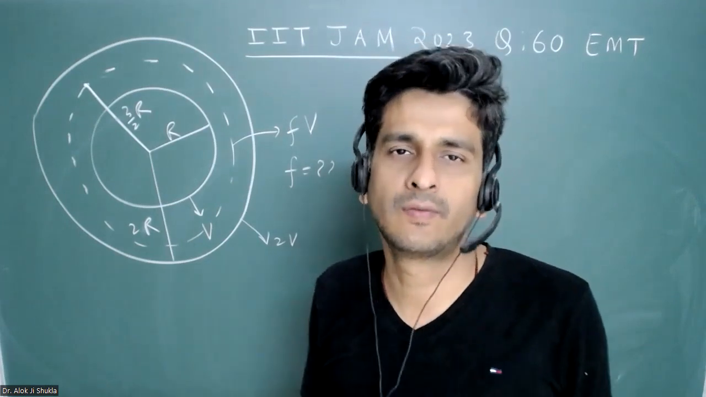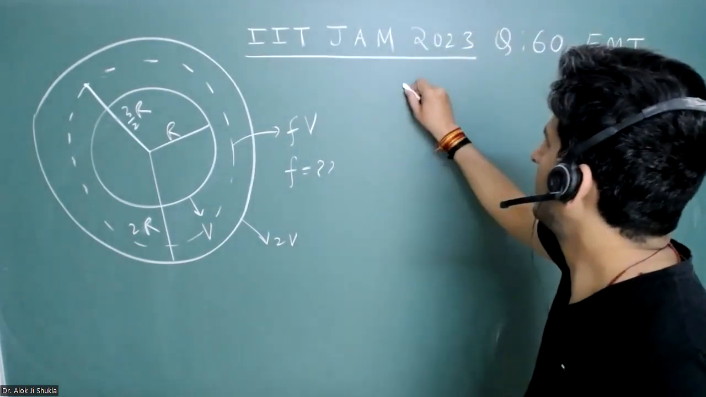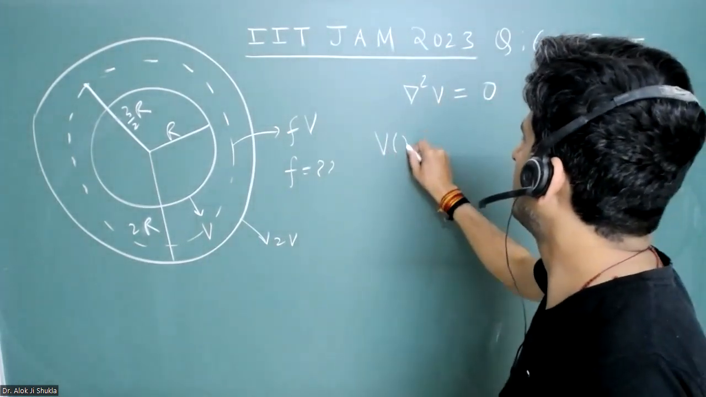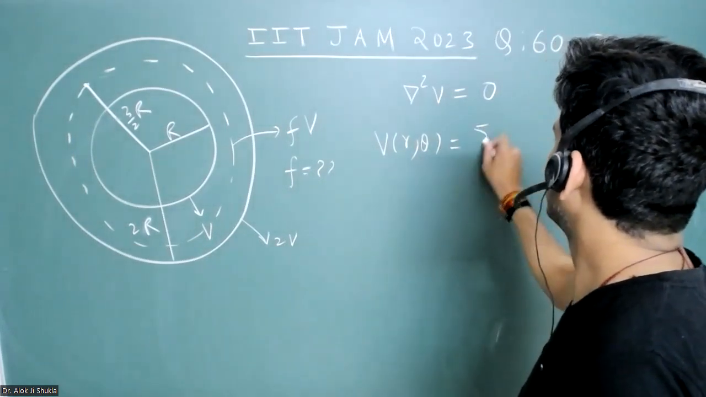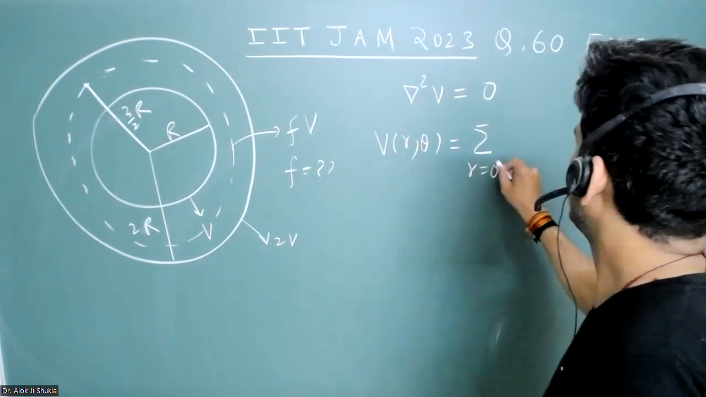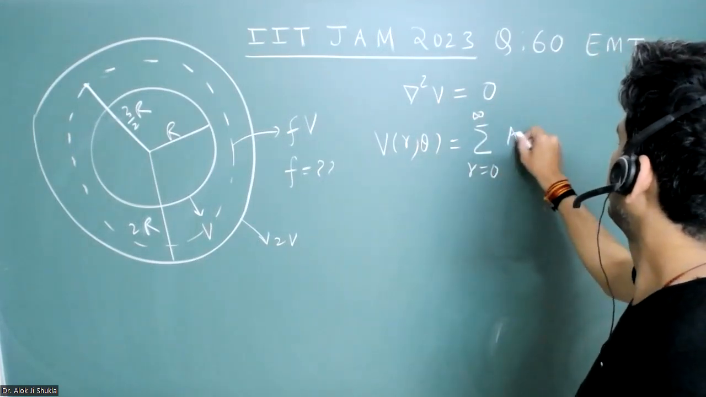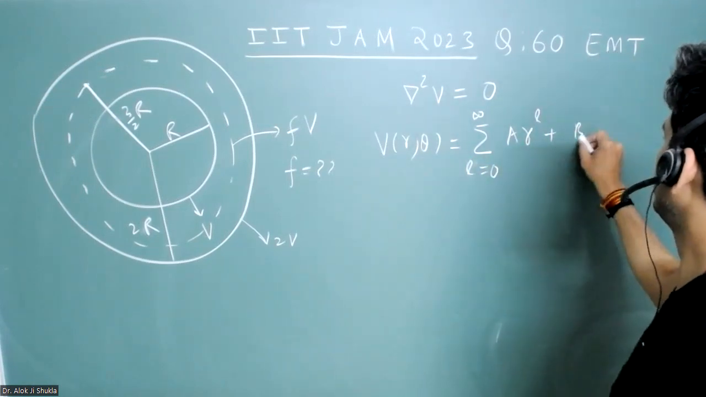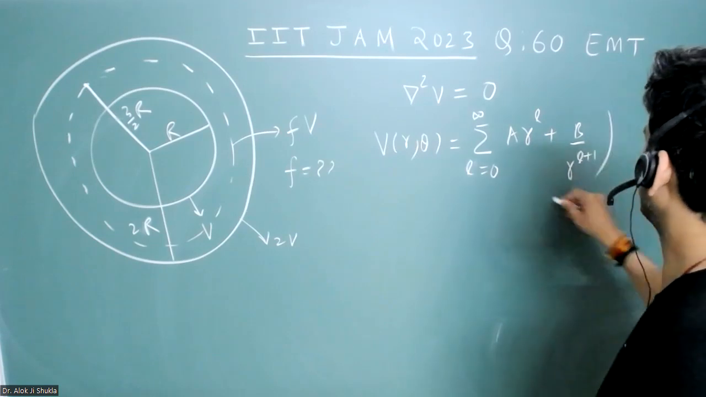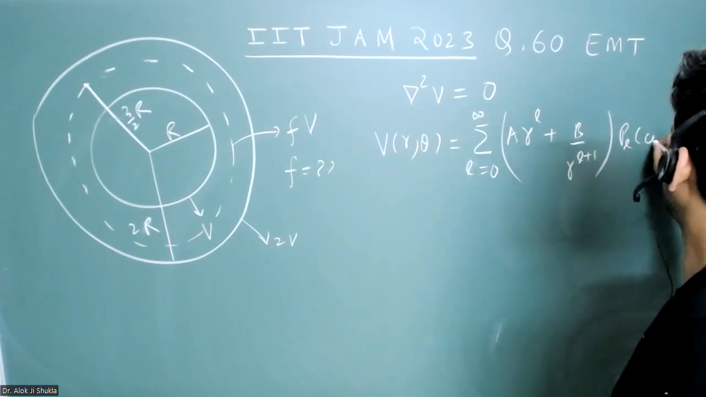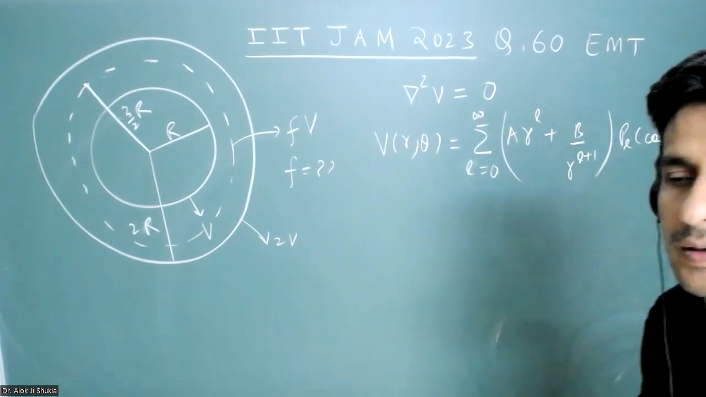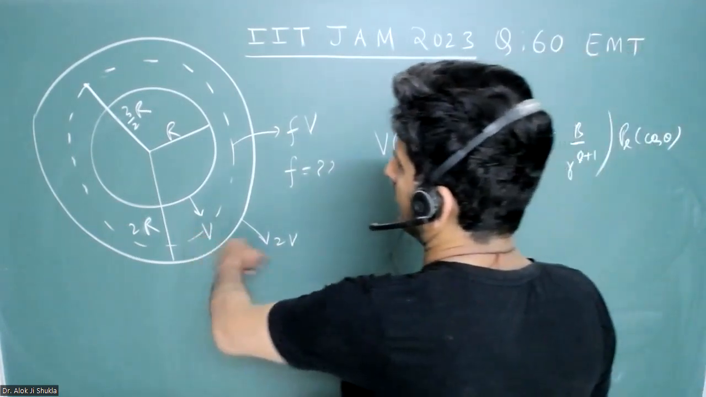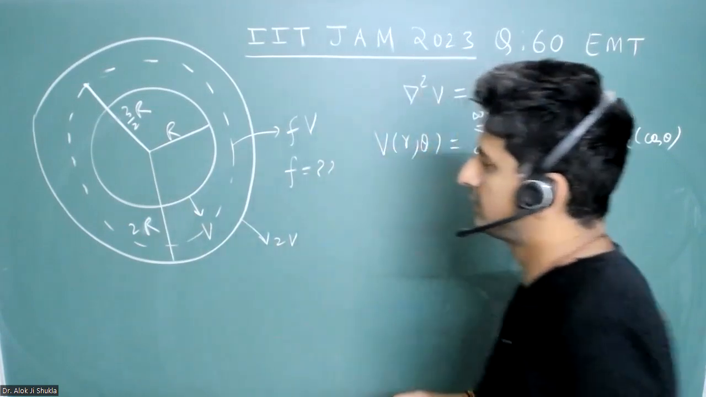So obviously it is a case of Laplace equation. If you write Laplace equation, del square V is equal to 0, the solution will be given by V(r, theta) is summation L is equal to 0 to infinity, A_L r to the power L plus B_L by r to the power L plus 1, times P_L cos theta, where P_L cos theta is the Legendre polynomial.